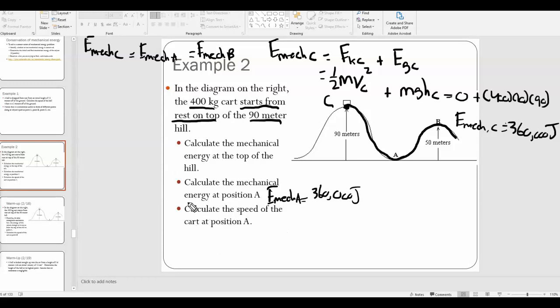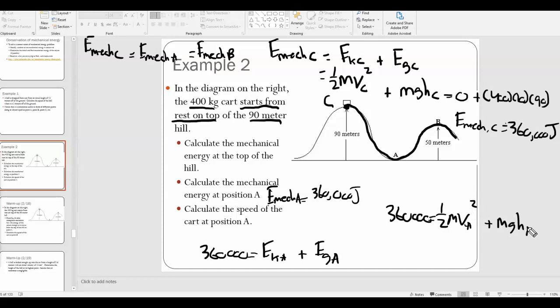Now, in the last question, it says calculate the speed of the car at position A. So we know that E mech C is equal to E mech A, and we know that's 360,000 joules. We also know that E mech A, by definition, would be the kinetic energy at A plus the potential energy at A. So I have EKA plus EGA, and I can expand that out. I can do 360,000 is equal to 1 half m vA squared plus m g hA, except that if you look at the picture at point A, the height is 0 because it's on the ground. We can assume the reference point is on the ground. So that means hA is 0.